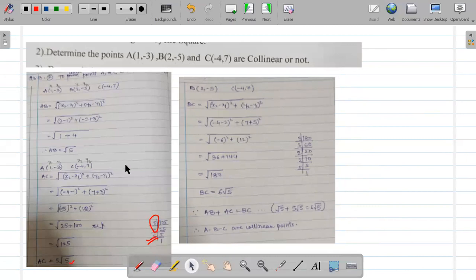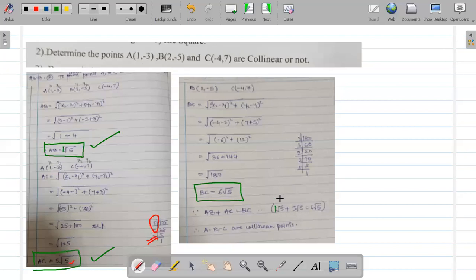And here if you check, you should always try to highlight that AB is root of 5, and AC is 5 root of 5. So adding AB and AC: root of 5 plus 5 root of 5. We add the numbers and we keep the root as it is. So 5 plus 1 is 6 root of 5. So we see that AB plus AC gives us BC, and therefore we say that these 3 points are collinear. That completes the proof.